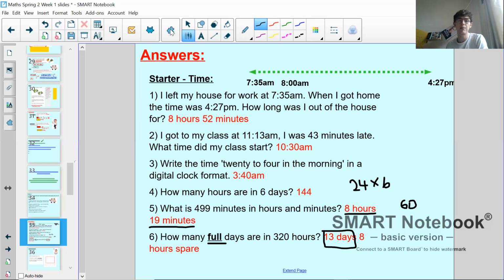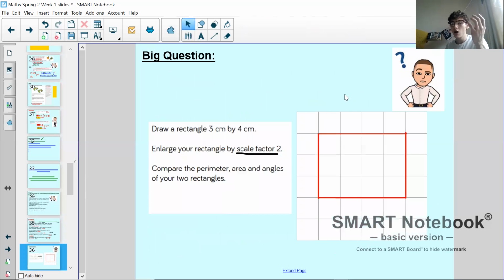So well done for completing that. I hope that was a nice little recap on time for you. But today we're going to be looking at scale factor. So let's have a look at our big question. Our big question today is up on screen. Quite a simple one, quite a basic one looking.